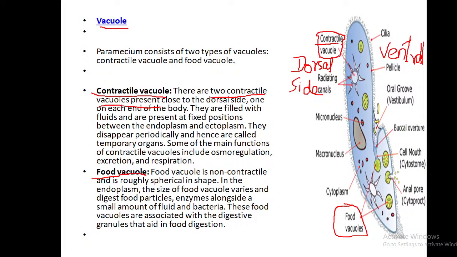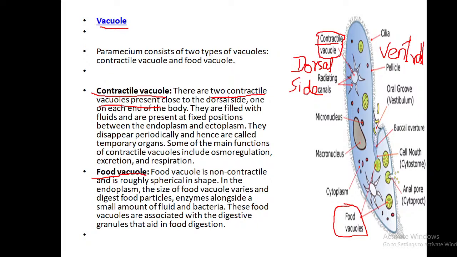Working in the details തൽക്കാലം വേണ്ട, പക്ഷെ ഈ നമ്പർ അതിന്റെ ഫംഗ്ഷൻ എന്താണെന്നൊക്കെ ഒന്ന് പഠിച്ചിരിക്കണം. ഫംഗ്ഷൻ മെയിൻലി ഓസ്മോ റെഗുലേഷൻ ആണ്. ഇനി രണ്ടാമത്തത് ഫുഡ് വാക്യൂൾ. ഫുഡ് വാക്യൂളിന്റെ കാര്യം നമ്മൾ കുറച്ച് മുൻപേയും പറഞ്ഞതാണ്. ഫുഡ് വാക്യൂൾ ഇസ് നോൺ കൺട്രാക്ടൈൽ അല്ലേ?